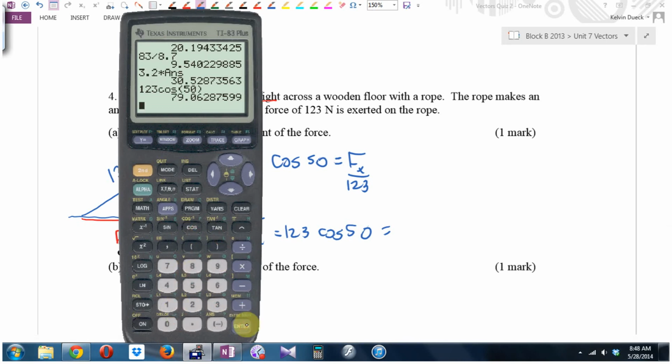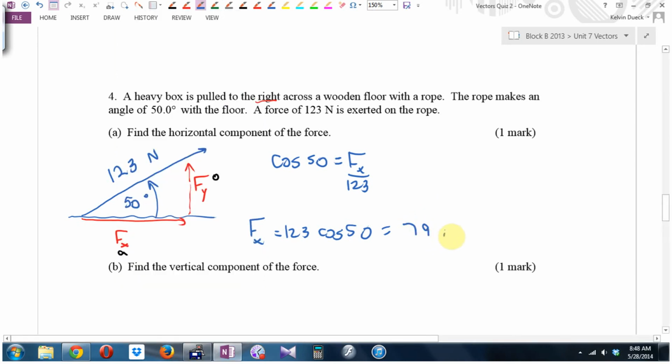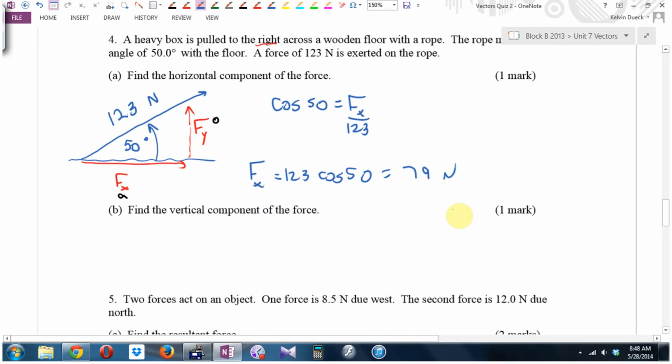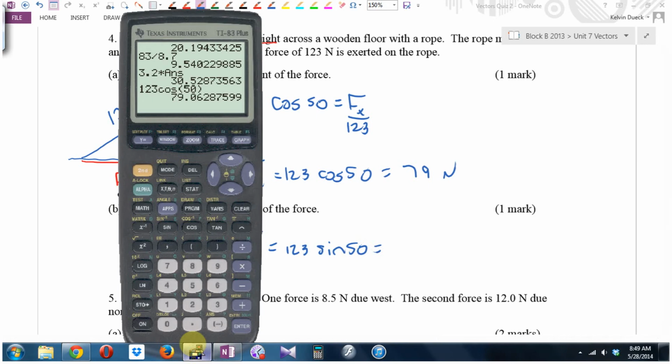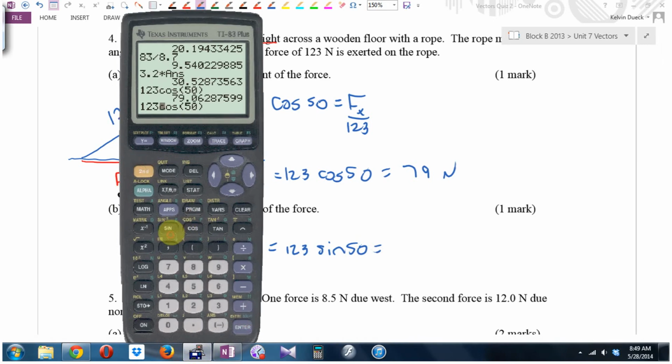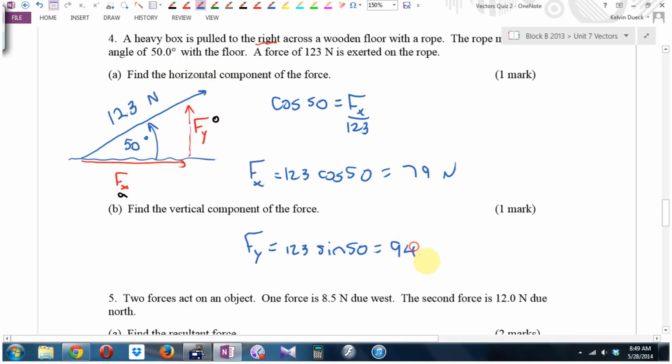79.1. I'll go 79 newtons. One mark. The vertical component is going to end up being Fy. It's going to be 123 sine 50. Sine, come on, sine 50. Do you get 94.2? I'll take 94 newtons.